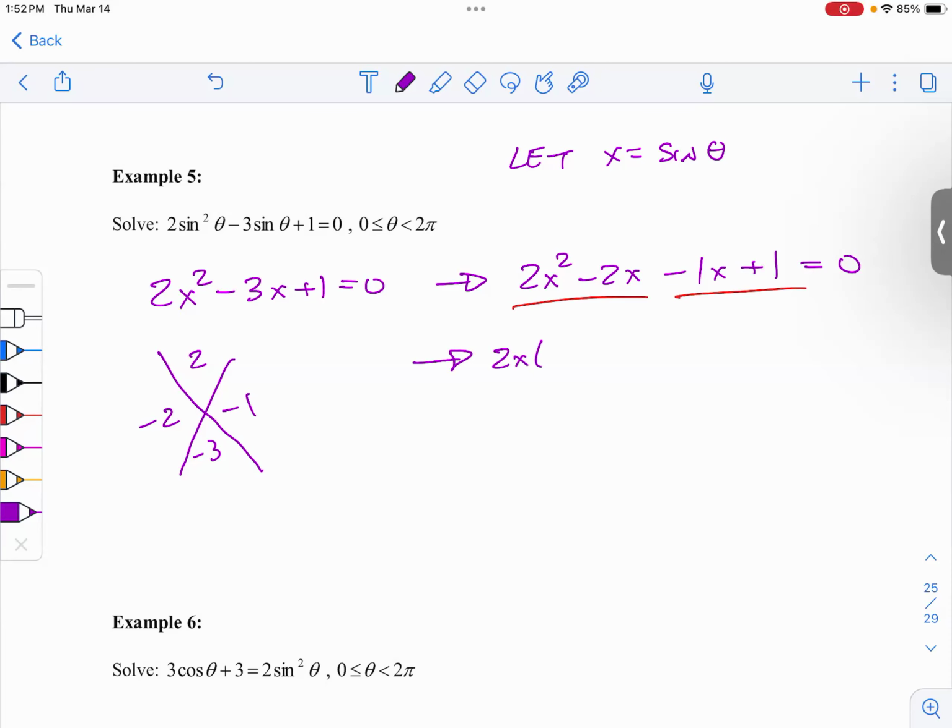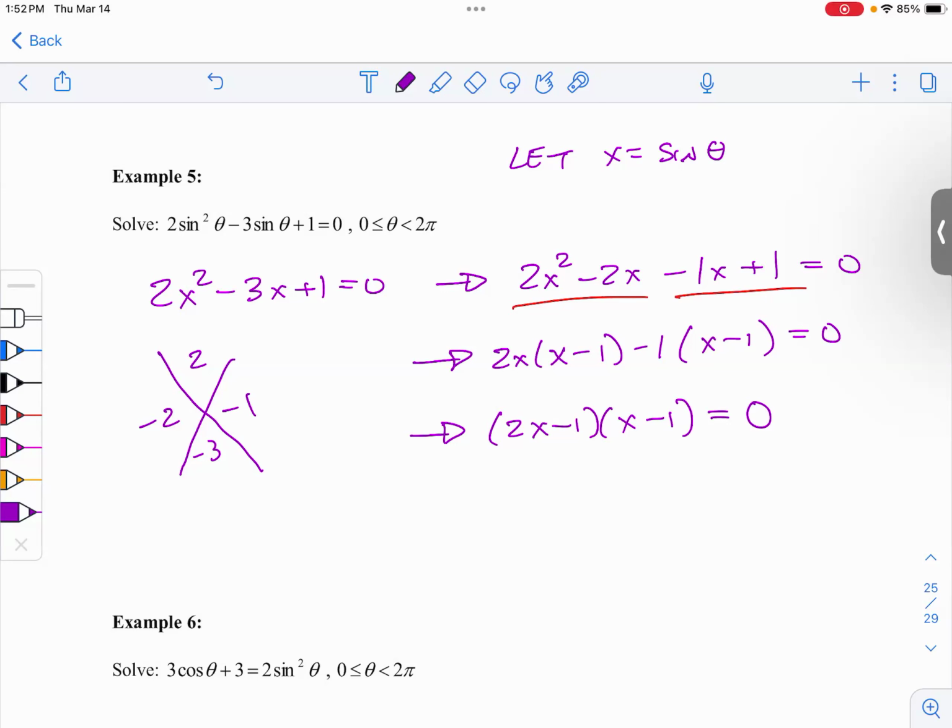What's that leave? x - 1. What do I pull out of the second two terms? -1. Oh, very good. You've got to get those signs to match. So I'm going to pull a -1, because that becomes then x - 1. And then (2x - 1)(x - 1) = 0.